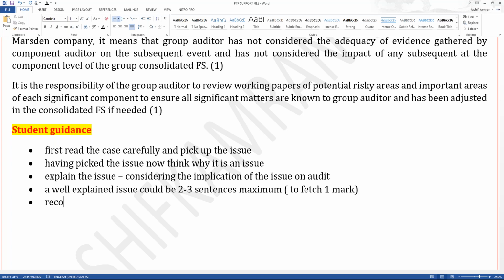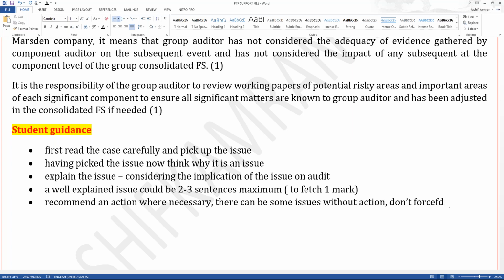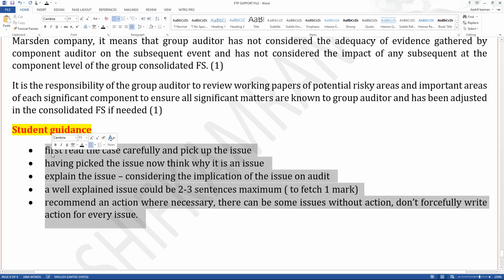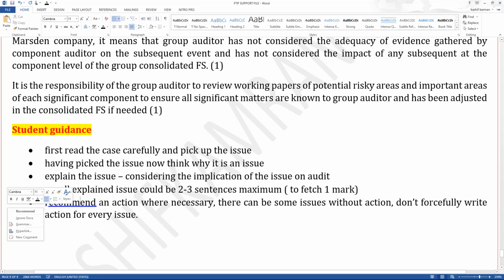And recommend an action where necessary. Where necessary, there can be some issues without action. Don't forcefully write an action for every issue. Is that clear? Is that summary guidance clear to all of you? Will that help you a long way in writing an answer for ethical, professional, and quality control issues?